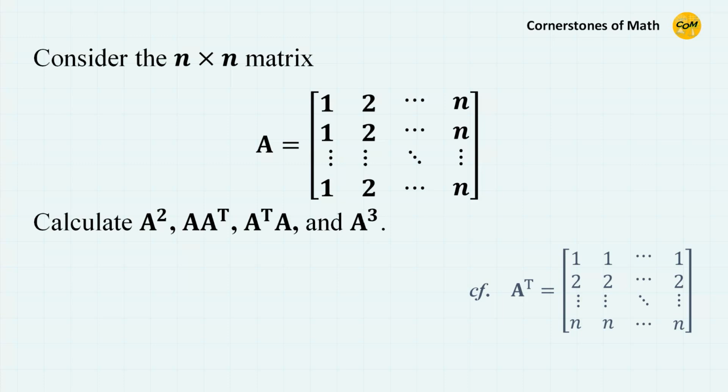Today we are going to solve the following problem. Consider the n by n matrix A. The elements of the first column are all 1, the second column is all 2, and so on, and the nth column consists of n.